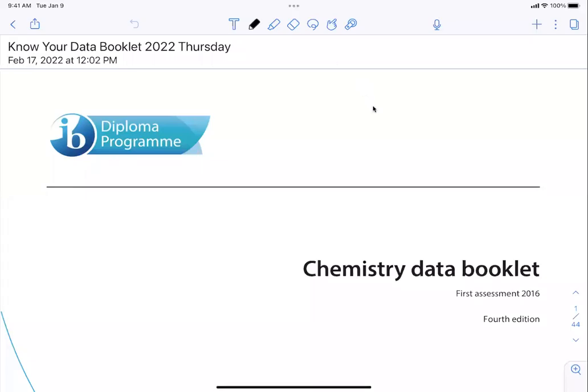Okay, so this is part A of Get to Know Your Data Packet 2022 edition. I'm going to be walking you through the first half of the data booklet, all the way to bond enthalpy, which I think is table 11. We're going to talk about every single calculation, things that you can cross out, things you should really emphasize, and things that you need to know and don't need to know.